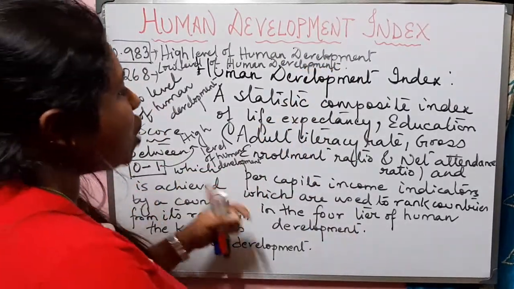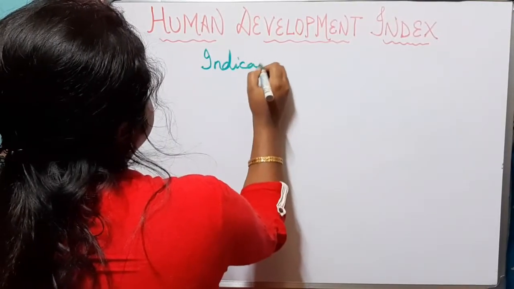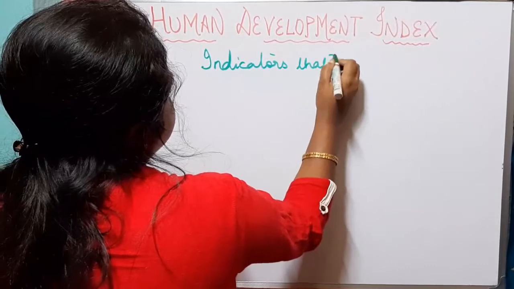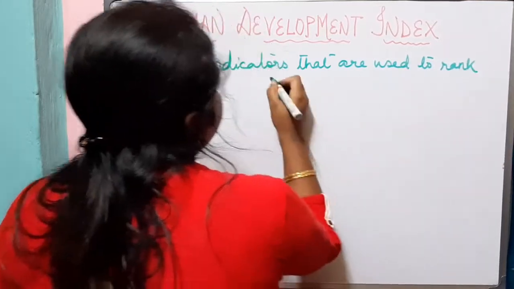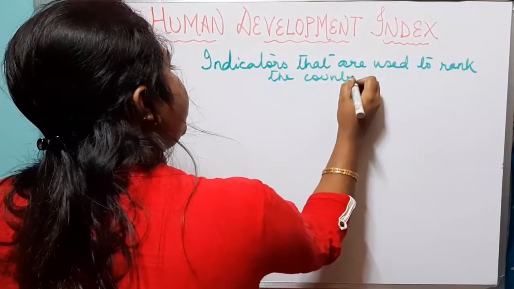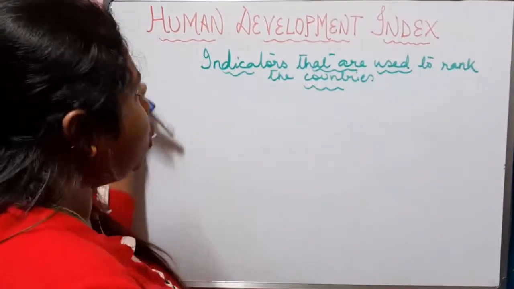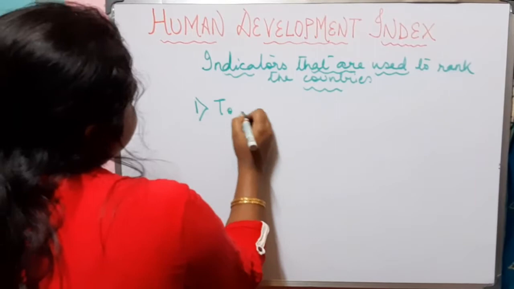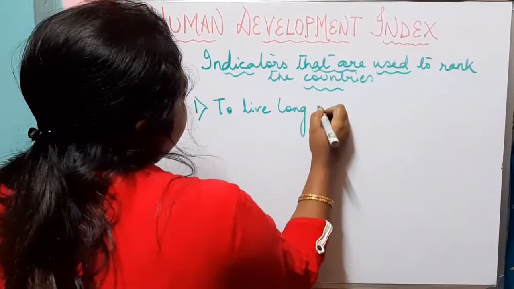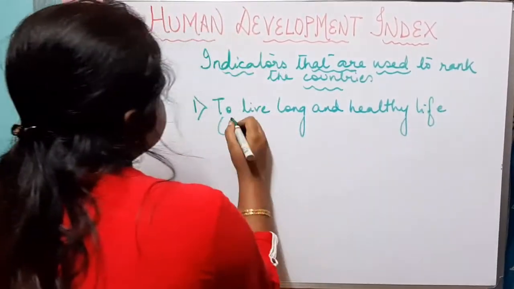Now let us know which are the indicators that are used to measure Human Development Index. Now let us know the indicators that are used to rank the countries, or we can say the key areas of human development, or the indicators which are used to measure the Human Development Index. The first key area in human development is to live a long and healthy life, that means health.